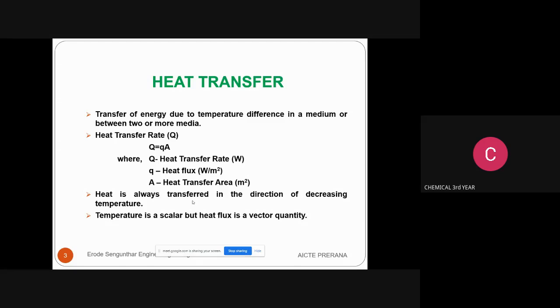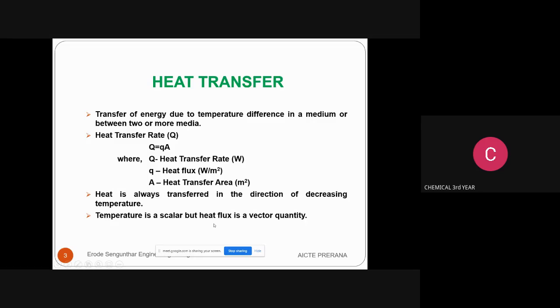Then one more thing, if the heat is transferred from one place to another place or one medium to another medium, from that medium where the heat is transferring, definitely the temperature will keep on decreasing only. This sentence is showing the concept: heat is always transferred in the direction of decreasing temperature. Okay, then what is the difference between the temperature and heat flux? Because we'll use the temperature term also while deriving or solving, and we'll use the heat flux term also, but the concept behind the temperature and heat flux is more or less the same only, right?